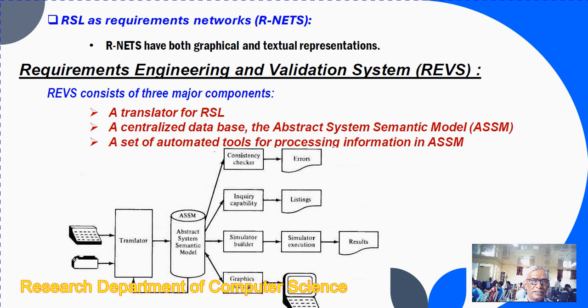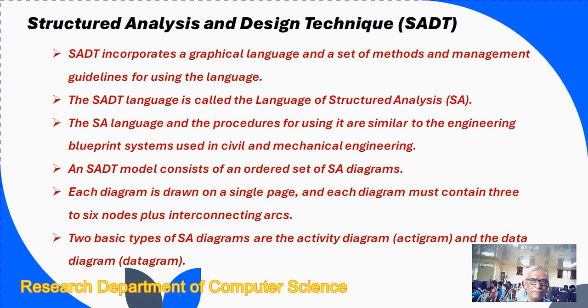And then followed by these cases. So this is a diagram for requirement engineering validation systems. It has 3 components: translator and ASSM, and a set of automated tools. Translator, which is used to translate RSL, translator for RSL, and then centralized database abstraction system semantic models are there. And then corresponding outputs are there. These are the automated tools for processing information in RSL.